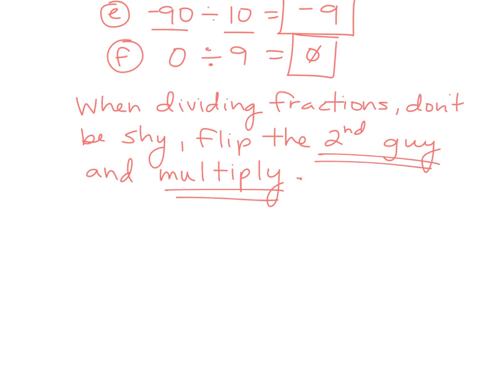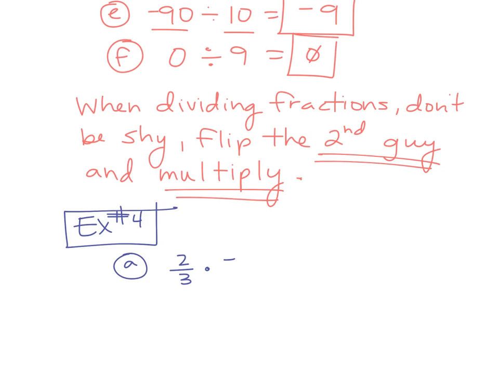Okay, so we are going to do a few dividing fraction problems. So let's start with this one. If I say 2/3 times a negative 5, sorry, not times, divided by, I was moving on, my bad. 2/3 divided by a negative 5/6. Okay, now think about what it says. When dividing fractions, which is what we're doing, don't be shy, flip the second guy and multiply instead.